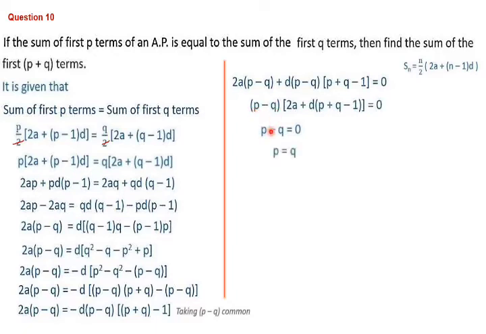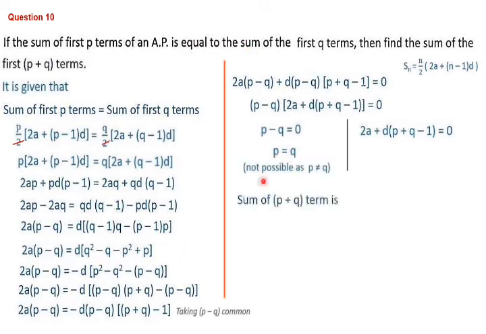Here p minus q is equal to 0. That means p is equal to q, or else 2a plus d into (p plus q minus 1) is equal to 0. This is the result we actually want: 2a plus d into (p plus q minus 1) equal to 0. Keep it as it is. But here p equal to q is there. Go through the question: the sum of first p terms of an AP is equal to the sum of the first q terms. It means p and q will never be equal here. But here we have got p equal to q, so it is not possible.